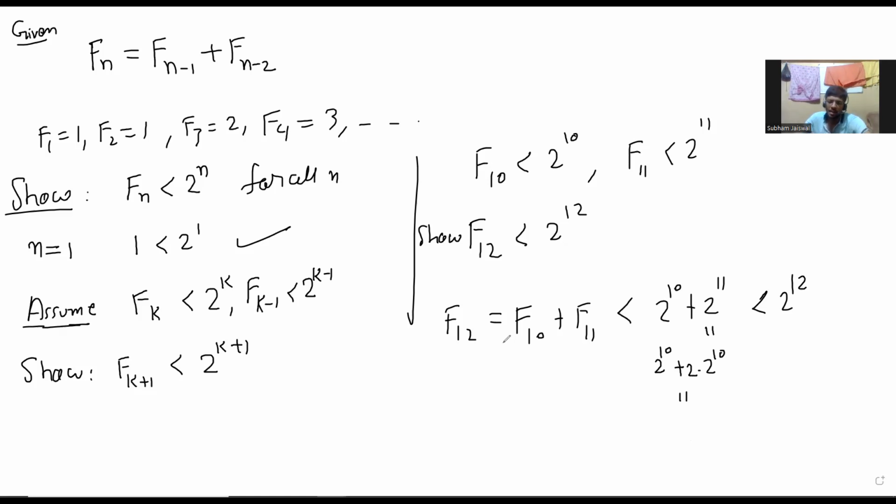So you are in the right direction, right? So you're writing 2 to the power 11 as this. So you're kind of making a more similar base. But then what do you do next to show that this is less than 2 to the 12? That's what we need to do.